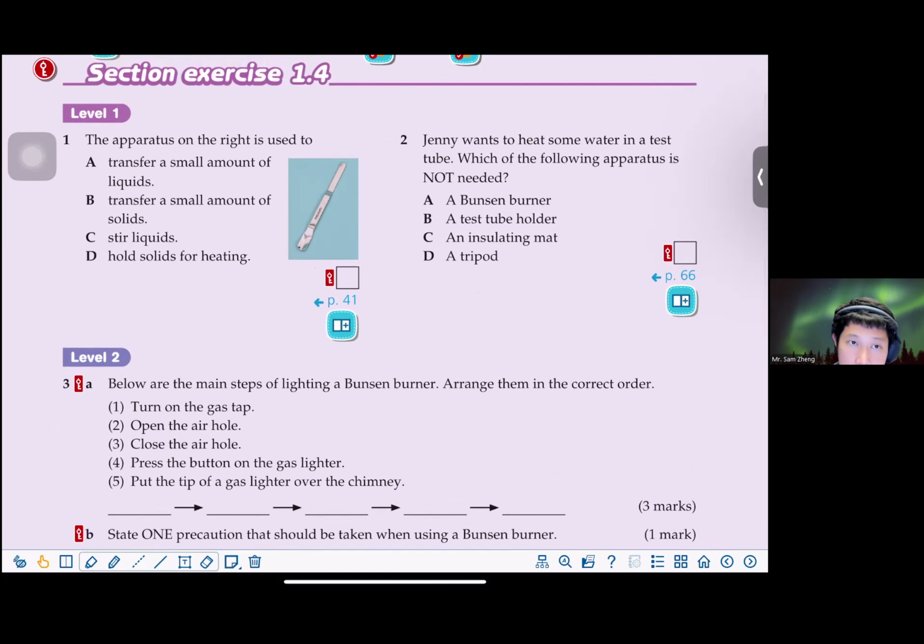So now, if you look here, the apparatus on the right would be a spatula. The function of that spatula is mainly for us to transfer a small amount of solid but not liquid. So therefore, the answer here would be B.